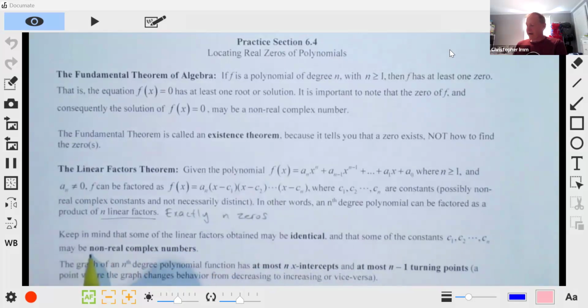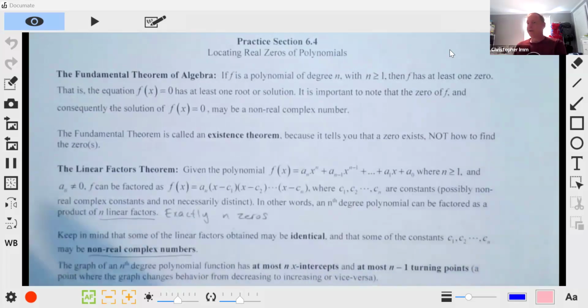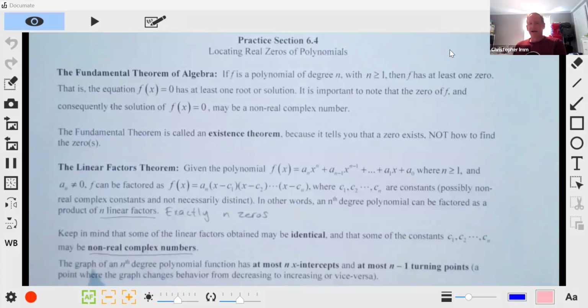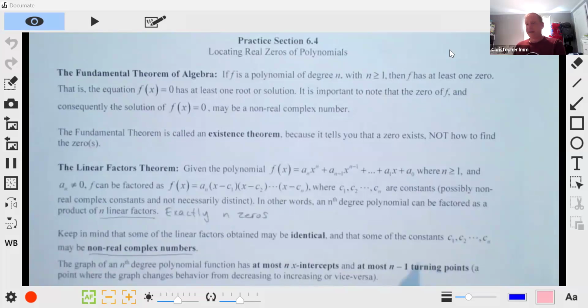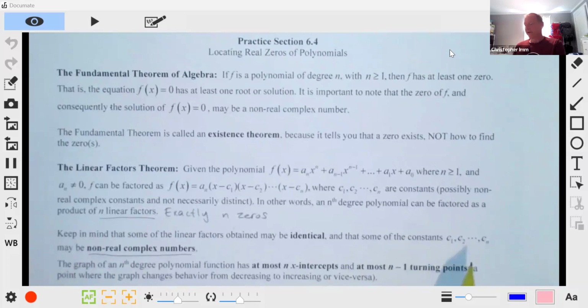Also, some of these can be non-real complex numbers, which means they could be imaginary. We wouldn't see those crossing the axis. Finally, what this theorem implies is that if you have an nth degree polynomial and you're looking at the graph, it has at most n x-intercepts. Those are the zeros. If they're all real, we'll be able to see those x-intercepts. And at most n minus 1 turning points. A turning point is where the graph will switch from increasing to decreasing, or vice versa.